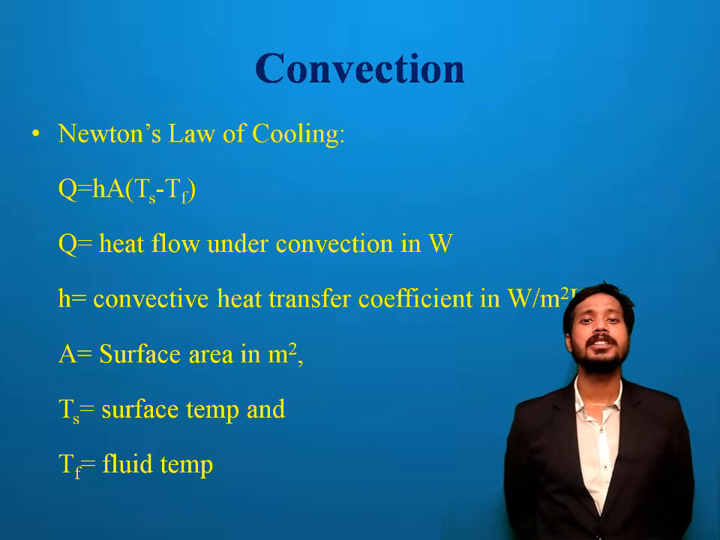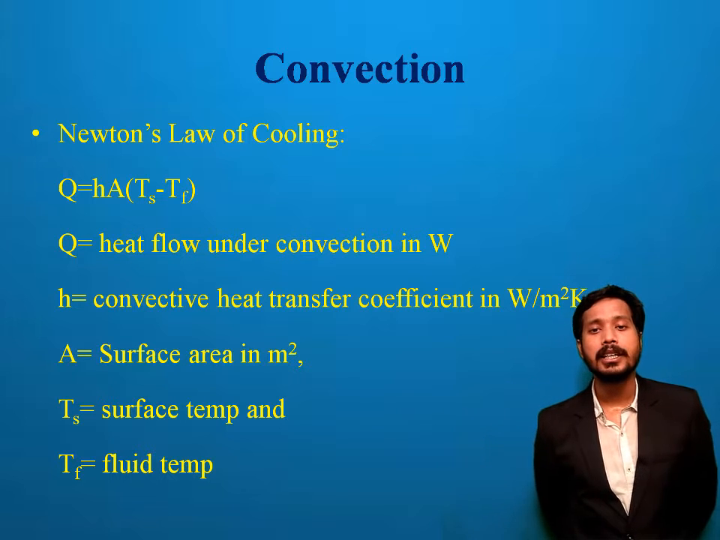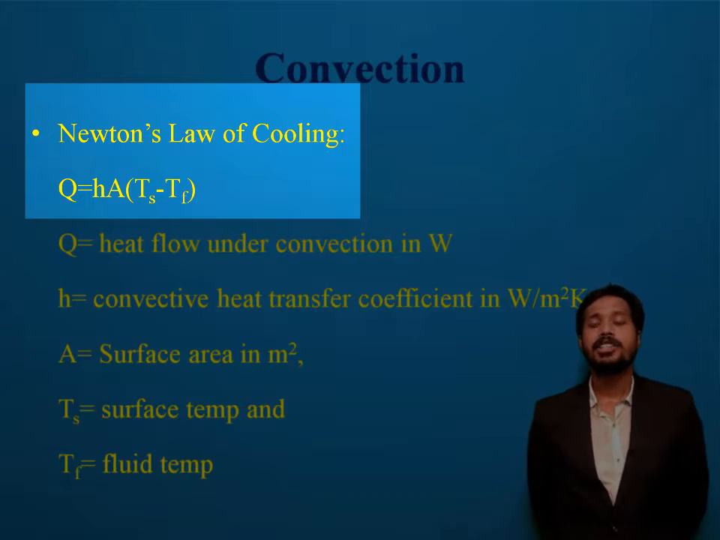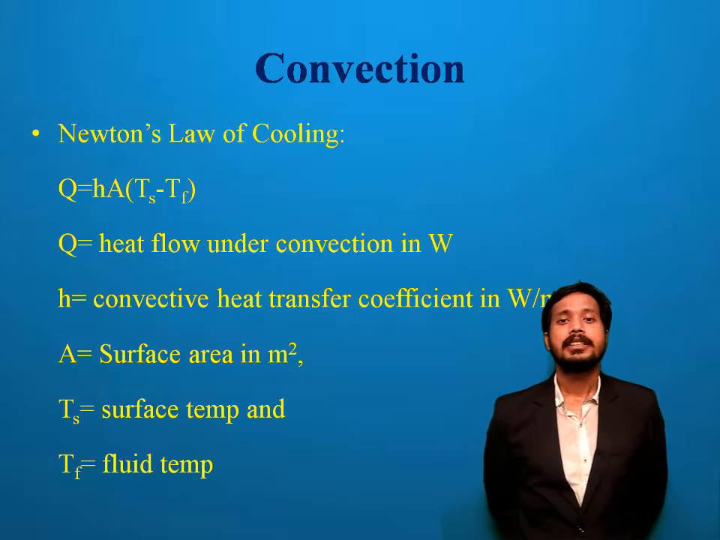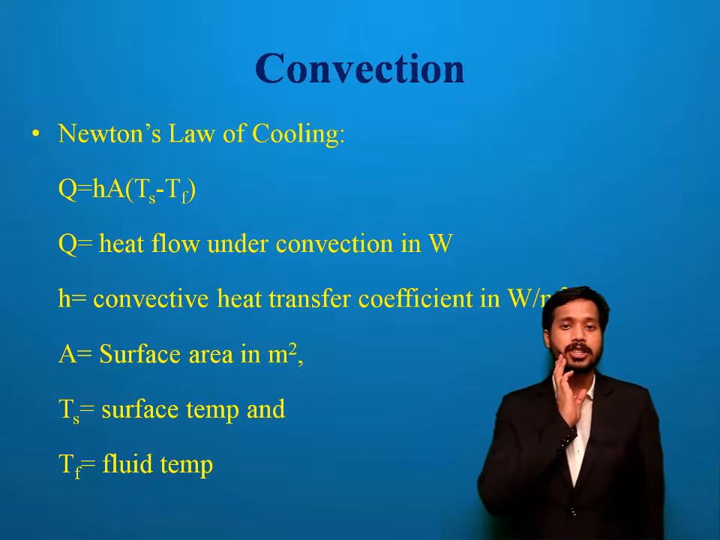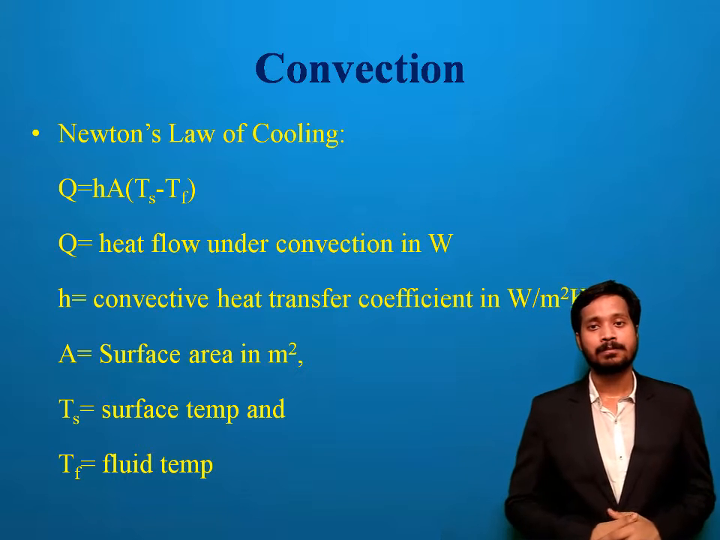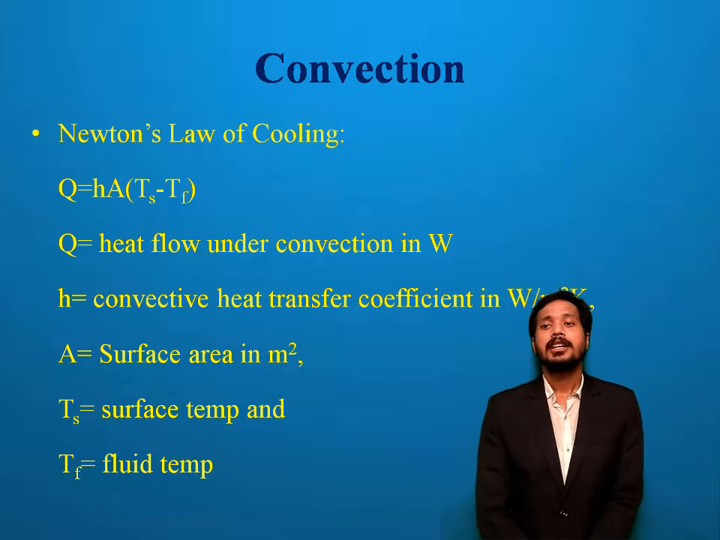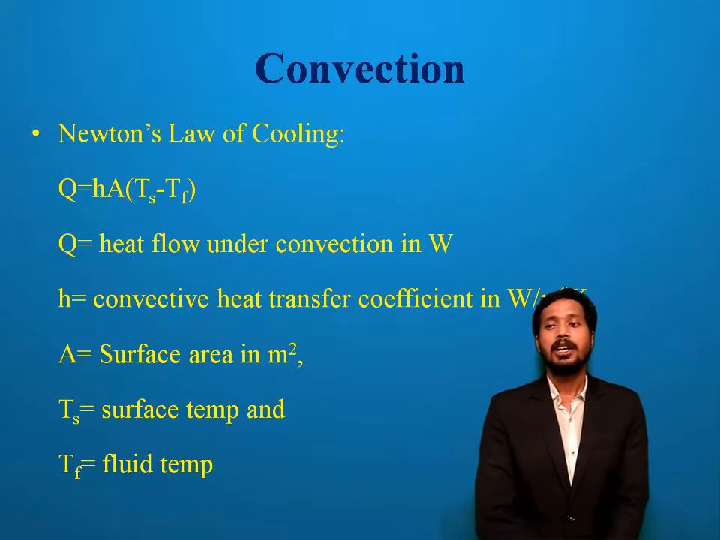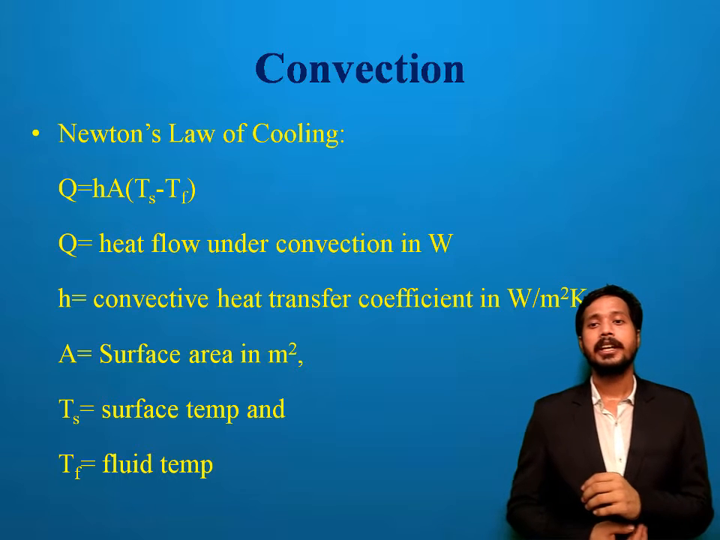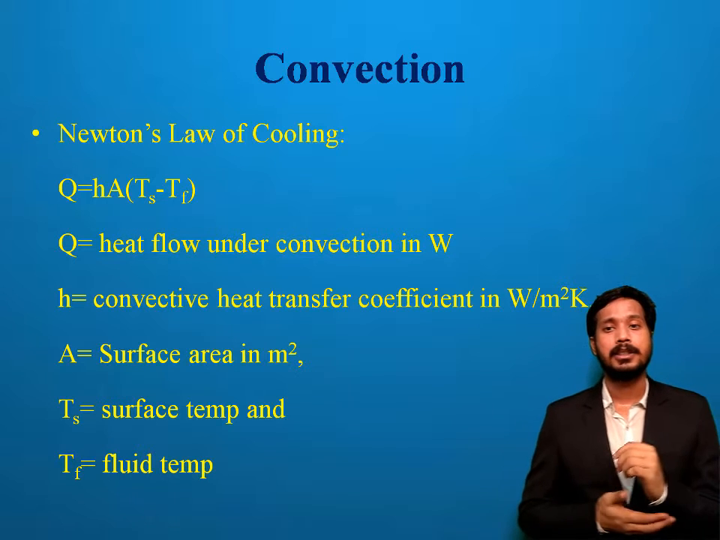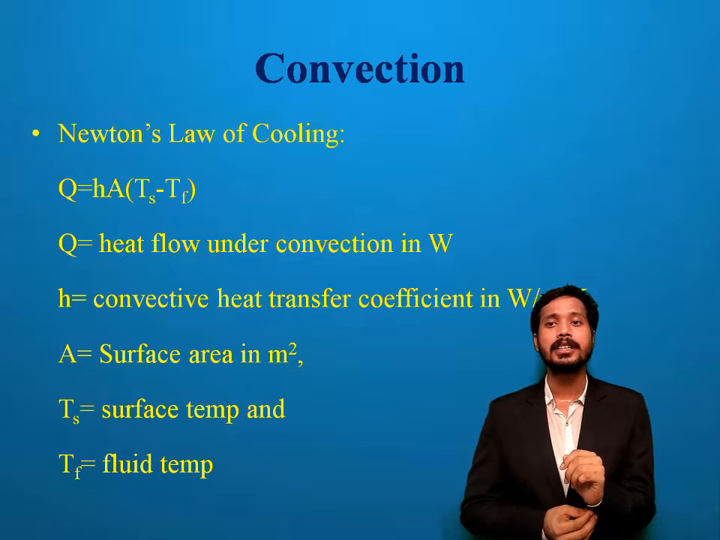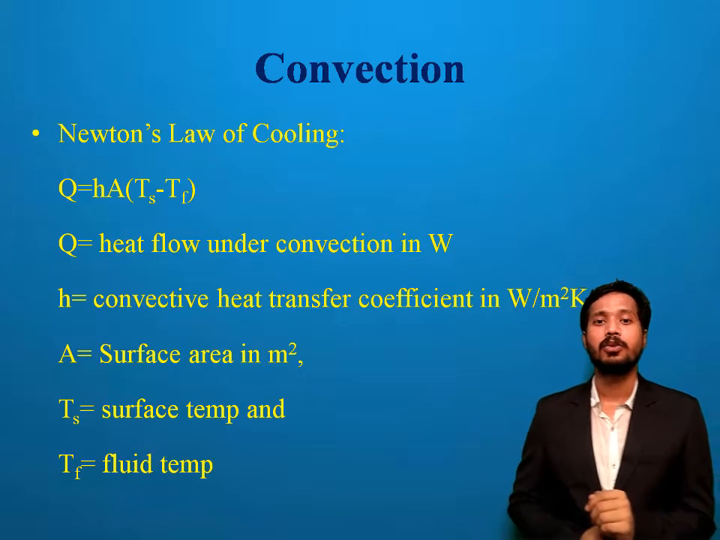Now in convection, you remember the formula of convection, Newton's law of cooling. The formula is Q = h × A × (Ts − Tf). So what is this Ts? Ts is called the surface temperature and Tf is called the fluid temperature, meaning the difference in temperature of the body. What is this h? h is called the convective heat transfer coefficient, in watt per meter square Kelvin. Next, A is called the surface area, and Q is called the heat transfer flow rate, in watt.